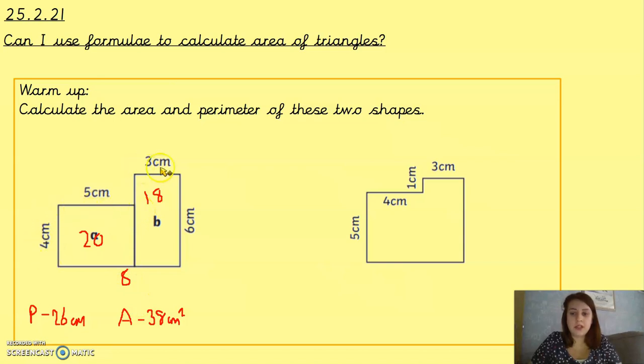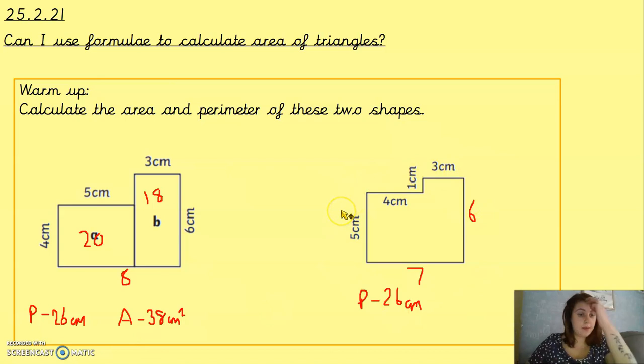So I've already got the measurements for these, so they should be easy peasy. So I've got 4 times 5, which would give me 20, 3 times 6, which gives me 18. So add them together, the area of that shape is 38 centimetres squared, don't forget, for the area.